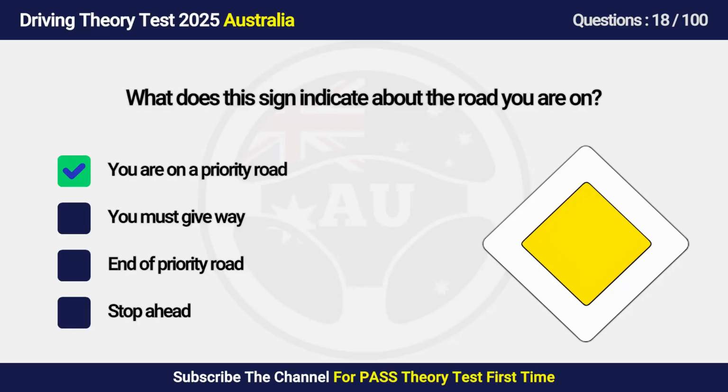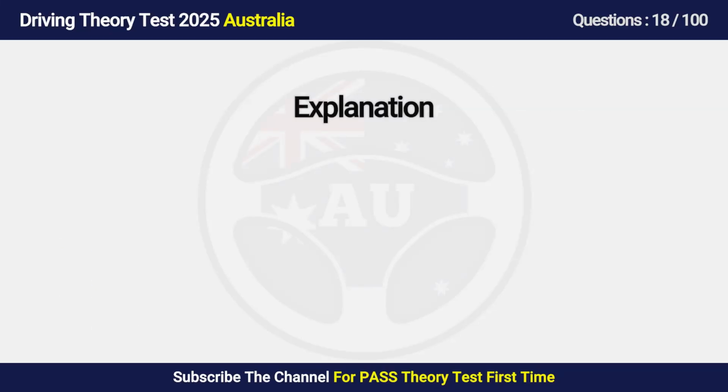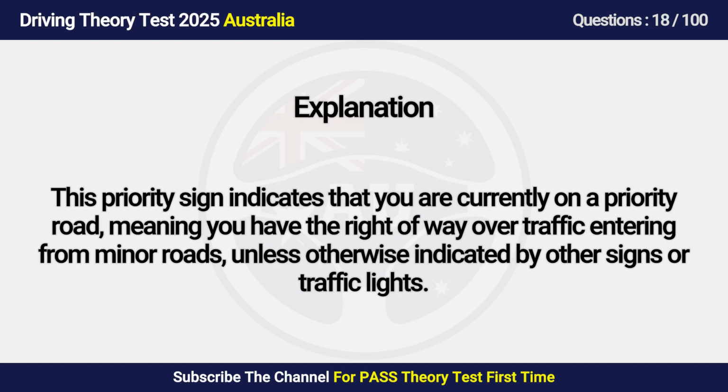Answer is A. You are on a priority road. This priority sign indicates that you are currently on a priority road, meaning you have the right of way over traffic entering from minor roads, unless otherwise directed by other signs or traffic lights.